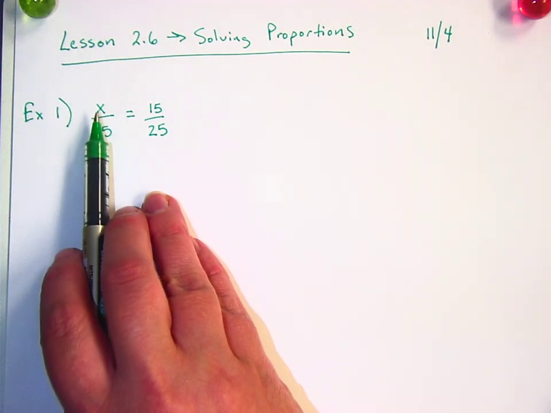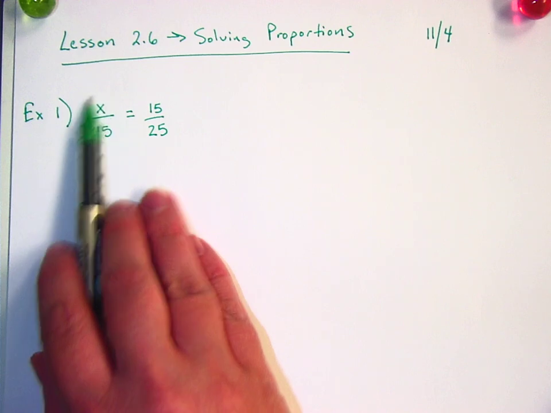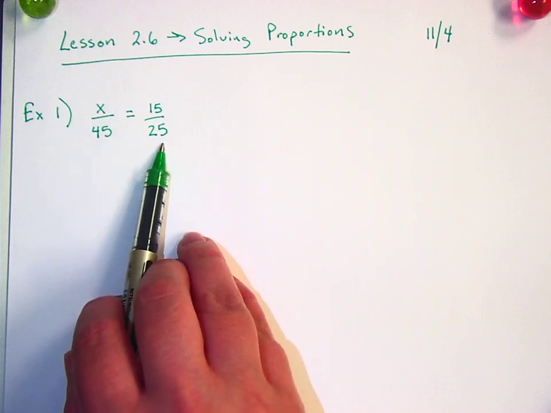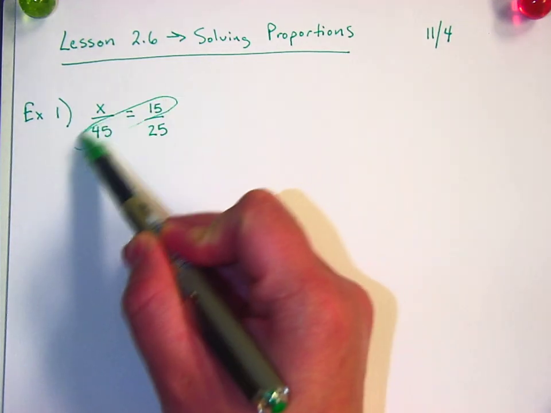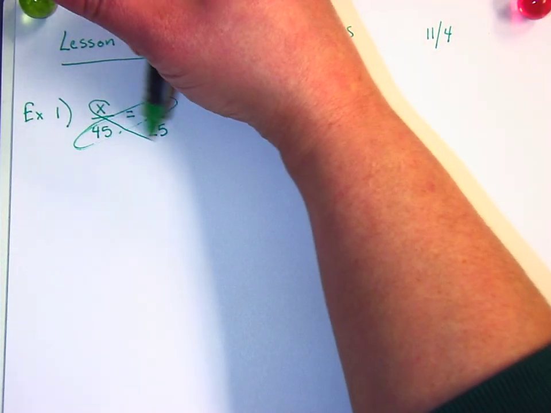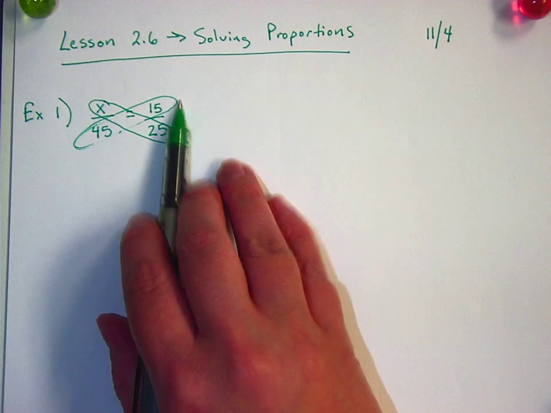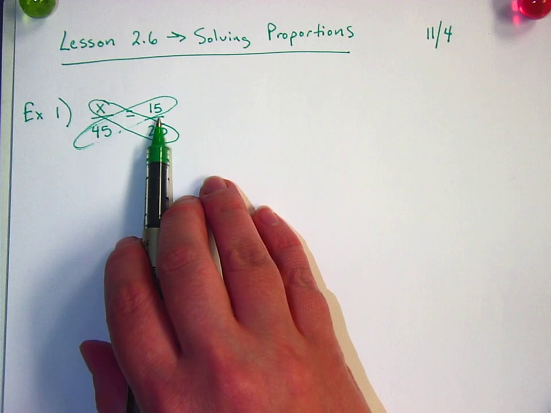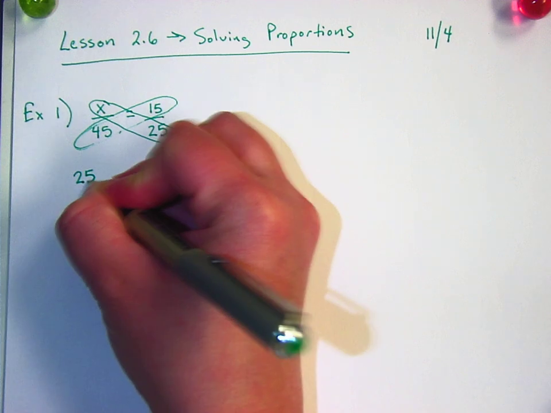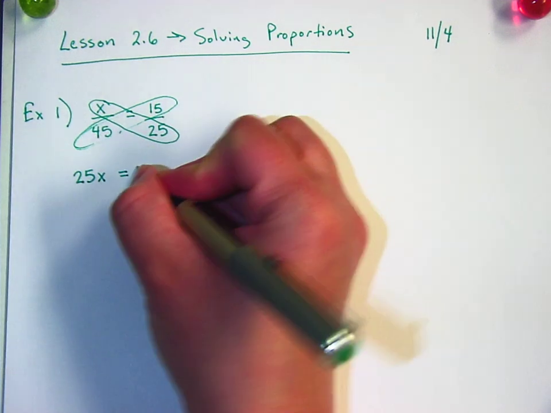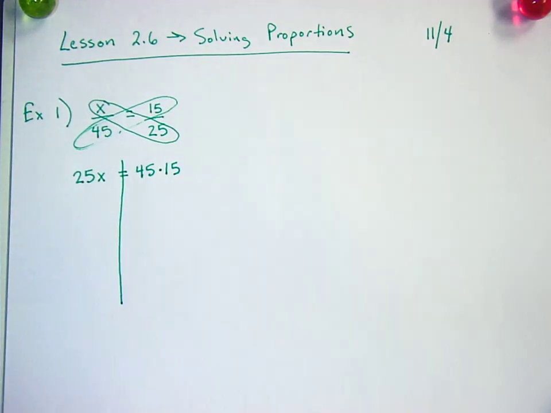Okay, so the best way I've found to solve a problem that looks like a fraction equals a fraction is something called cross multiplying, where you take these two and multiply them together, and these two and multiply them together. And that makes sense because if I was getting rid of a divided by 45, I would multiply by 45 over here. And if I was getting rid of a divided by 25, I'd multiply by 25 over there. So we end up with 25 times x equals 45 times 15. And then we're going to solve it from there.